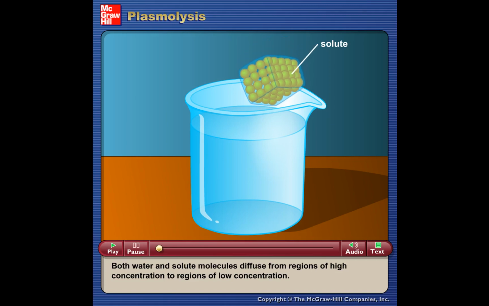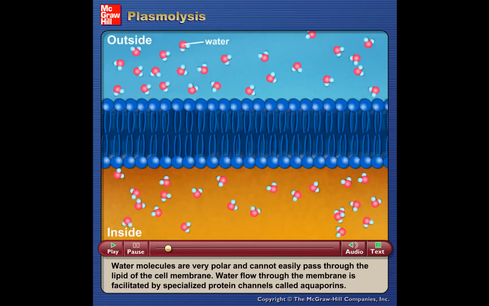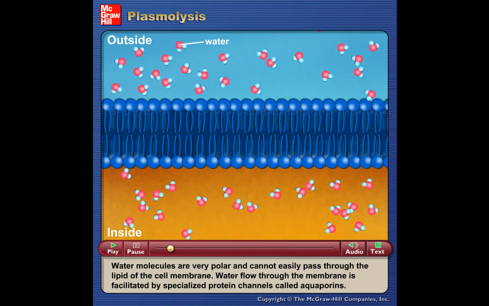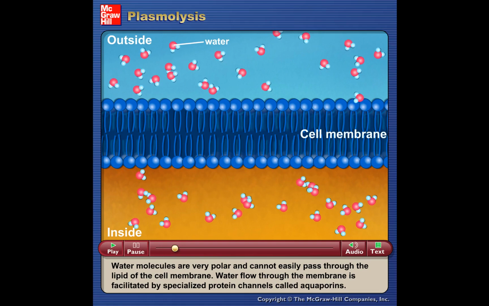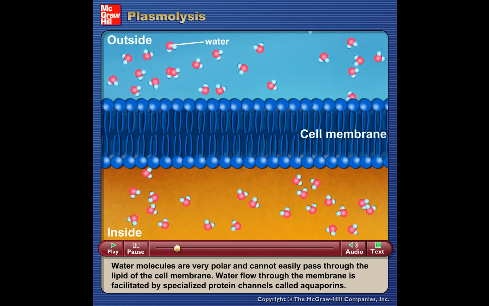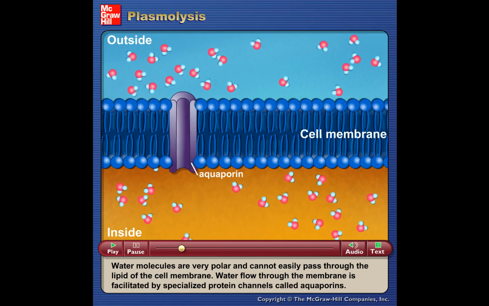Water and solute molecules diffuse from regions of high concentration to regions of low concentration. Water molecules are very polar and cannot easily pass through the lipid of the cell membrane. Water flow through the membrane is facilitated by specialized protein channels called aquaporins.